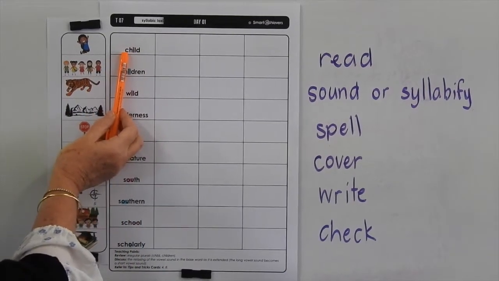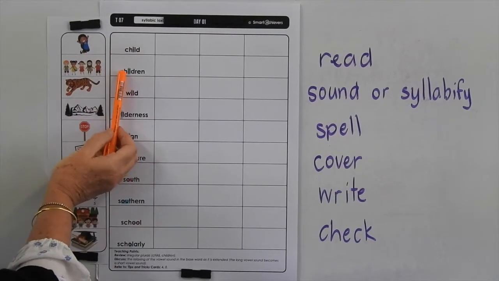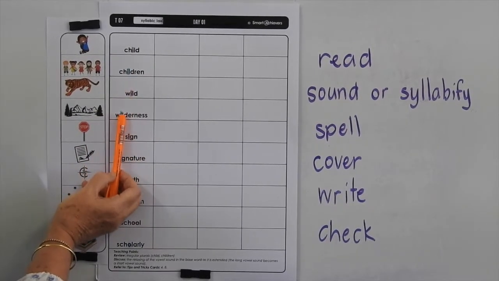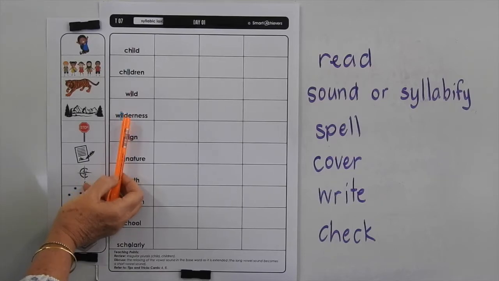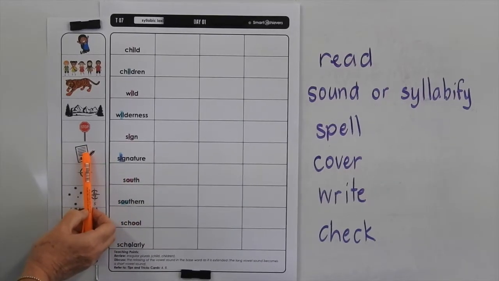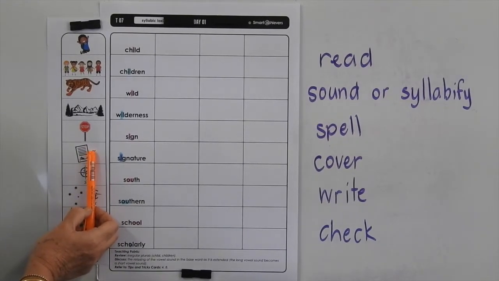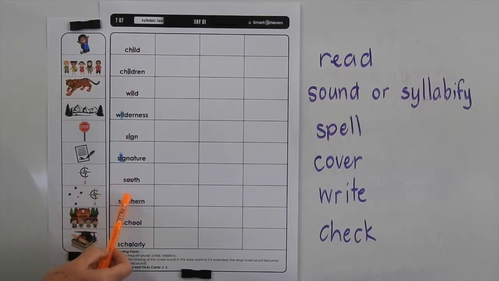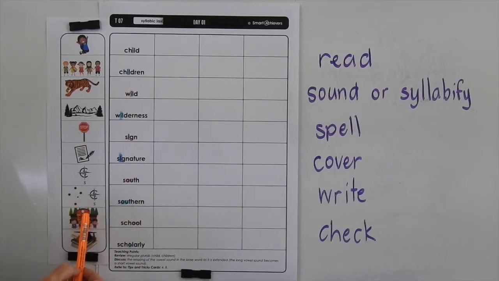So child means a young human being. Children just means more than one child. Wild means untamed. The wilderness is a wild region. A sign is a clue or a symbol to warn us or tell us of something. A signature is when you write your name on a document to prove that it has your approval. South is a point on a compass. Southern means towards the south. And a school is an educational institution. And someone who is scholarly is someone who likes learning.